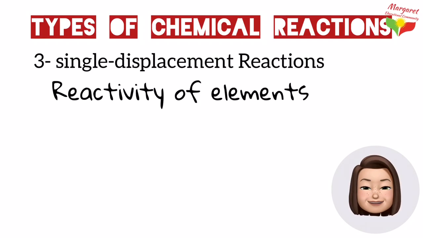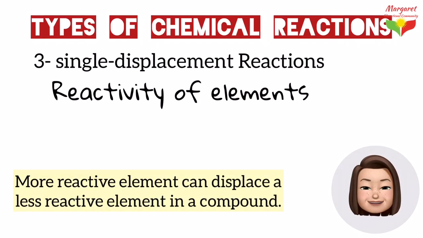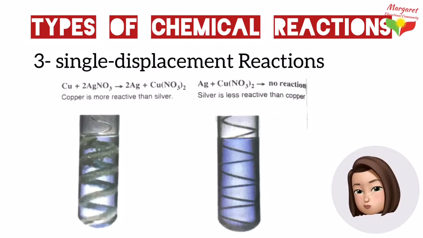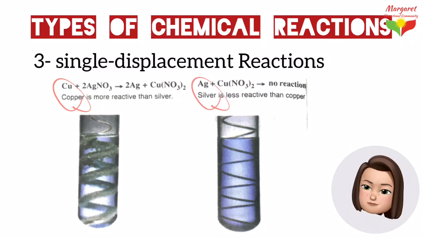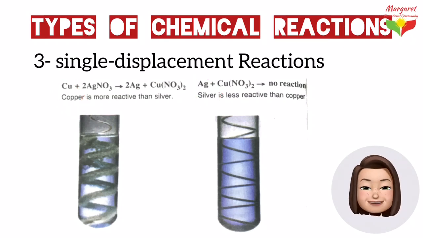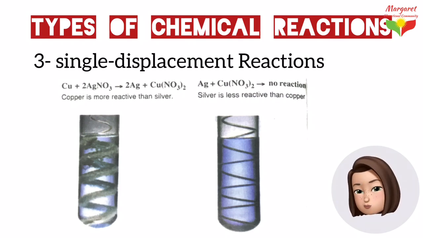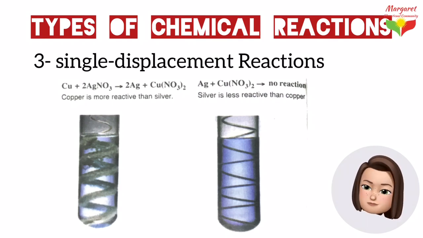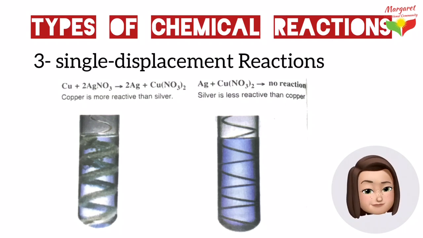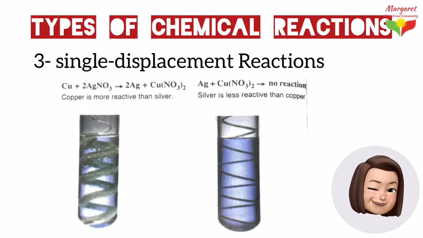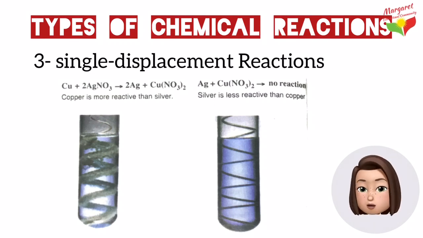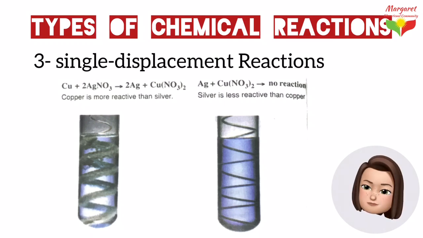This displacement depends on reactivity. A more reactive element can displace a less reactive element in a compound. Just like copper is more reactive than silver, so copper can replace the silver in the compound silver nitrate. But the opposite reaction does not happen. Why? Because a more reactive element replaces a less reactive element, and not the other way around. So in this case, only copper can replace silver, and silver cannot replace copper.